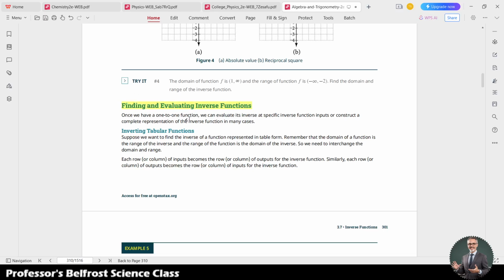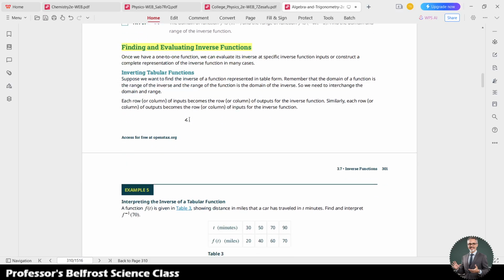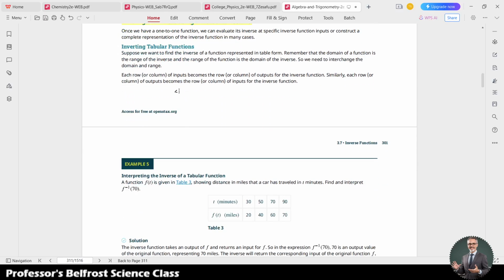Okay, next, finding and evaluating inverse functions. First, inverting tabular functions. Okay, so this is very easy. We only need to interchange the domain and range, so that each row or column of input becomes a row or column of outputs for the inverse function.